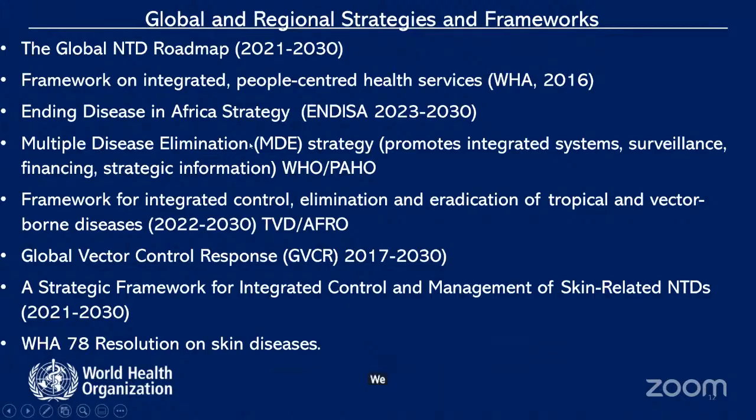We have the Multiple Disease Elimination Strategy, which is being spearheaded by WHO and PAHO, which also promotes integrated surveillance systems and all that. And we have the framework for integrated control, elimination, and eradication of tropical and vector-borne diseases, and this one is also spearheading the need for integration. And we have the Global Vector Control Response Strategy, and this one is talking about the need for strengthening vector control as a cross-cutting activity.